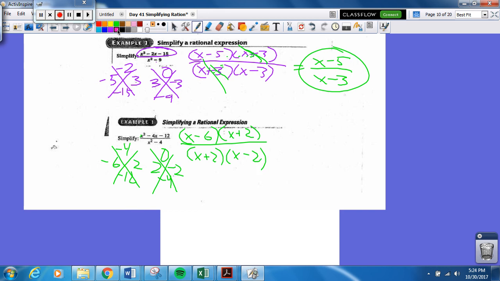You're probably better than me at this because we've been working on this for a while. So x plus 2, because it's multiplication, I can cross it out. x plus 2 divided by x plus 2 is 1, and so I just have x minus 6 divided by x minus 2. Easy, got it. Alright, here you go.